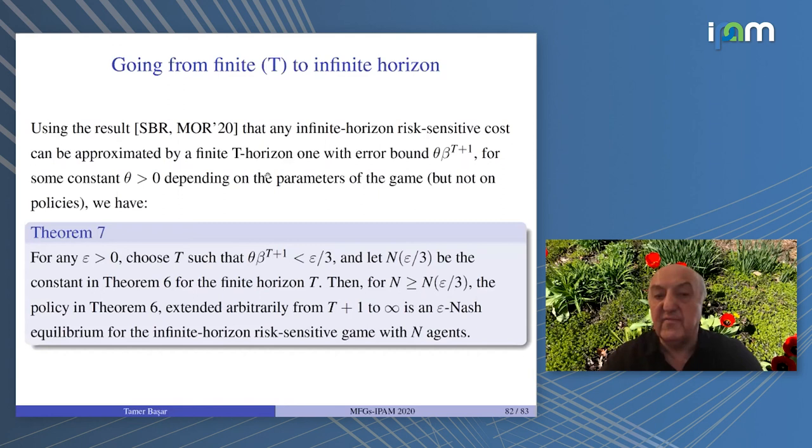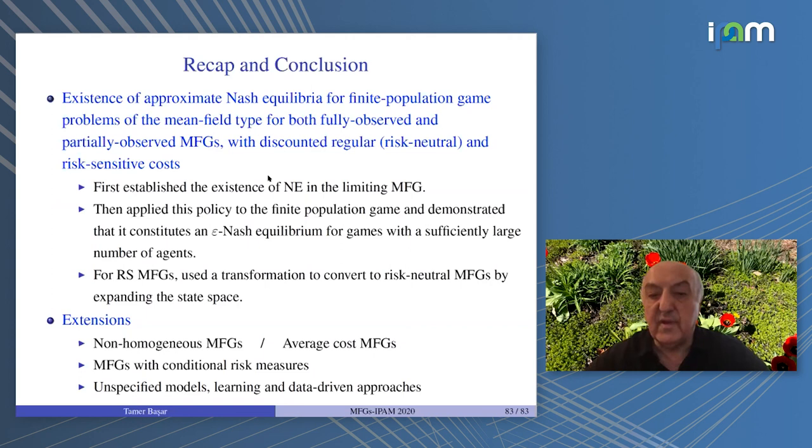So the recap is, I have given you highlights of the existence of approximate Nash equilibria for finite population game problems of the mean field type, for both fully observed and partially observed mean field games, with discounted regular costs, which we called risk-neutral, as well as risk-sensitive costs.